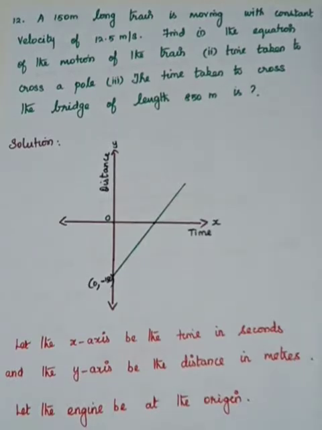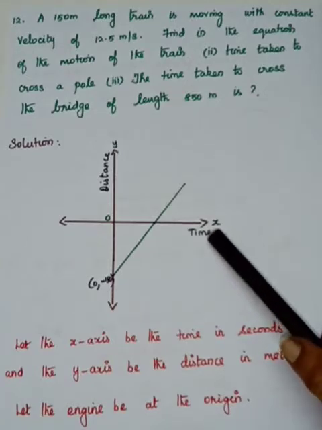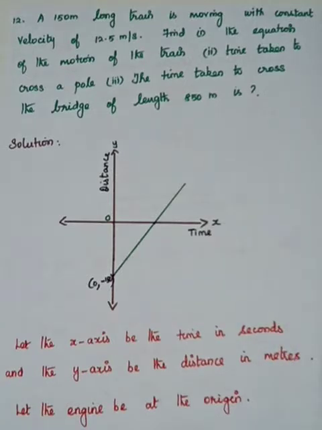You see that the train length is what? It is 150 meter. Okay, it's a constant velocity. Velocity means it's a speed we can take it as. That is 12.5 meter per second. So the train length is given and the speed of the train is given. You have to write the equation of the motion. Okay, so here if the time changes, the distance of the train also changes.